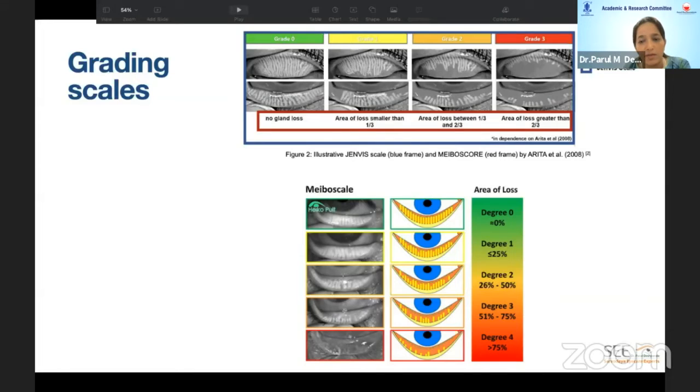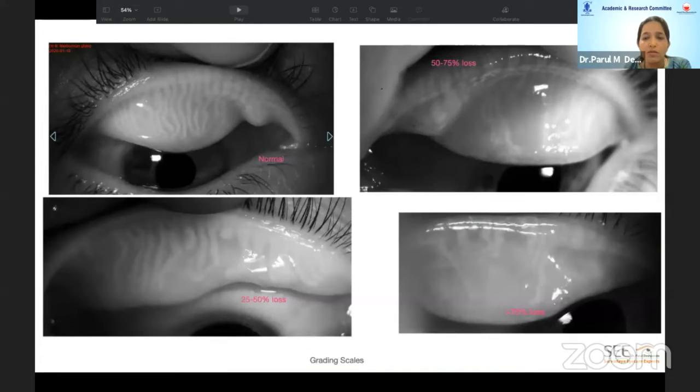Degree 1, which is less than 25%. Degree 2 is between 25 to 50. Degree 3 is 50 to 75%, and more than 75% is considered as degree 4. So these are the clinical pictures of the meibography images.